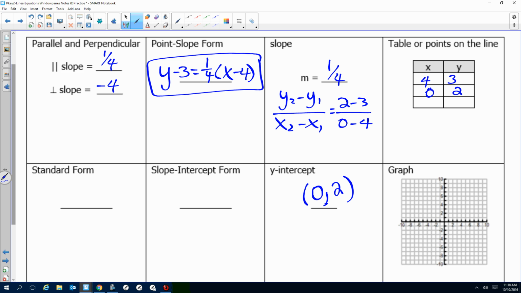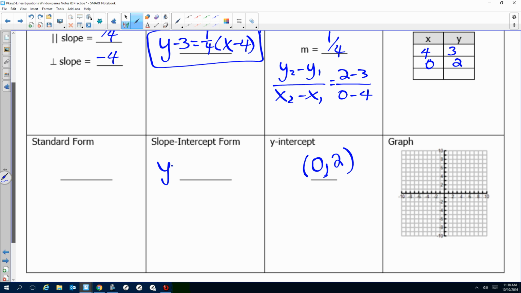All right, I got slope-intercept form. What's our slope-intercept form going to be? Y equals 1/4 x plus 2. And we're done. Y equals 1/4 x plus 2. Now we got to get into standard form. We can graph it because we have our 2 points. So we have 0, 2, and we have 4, 3. And we can put a line to those points. Standard form, though.